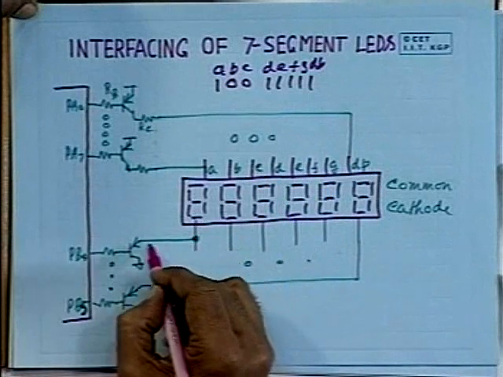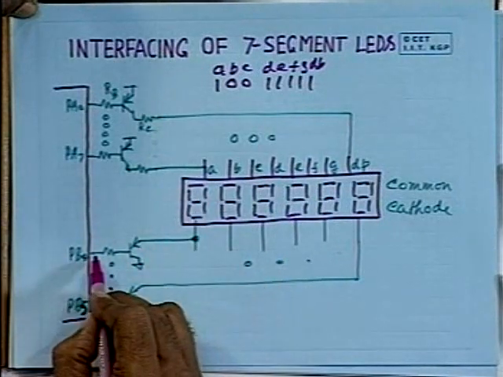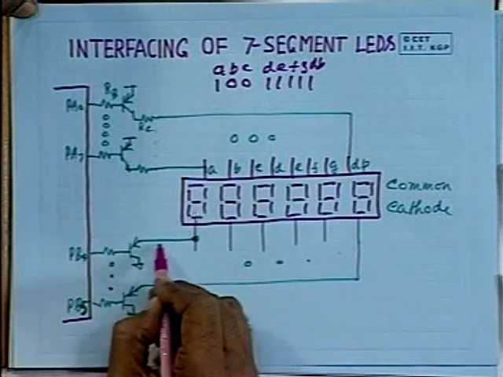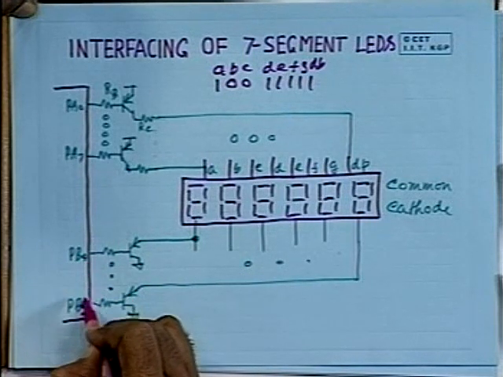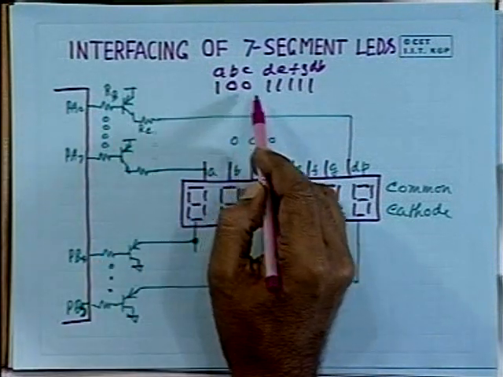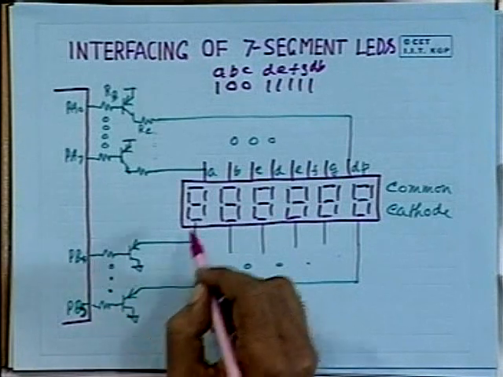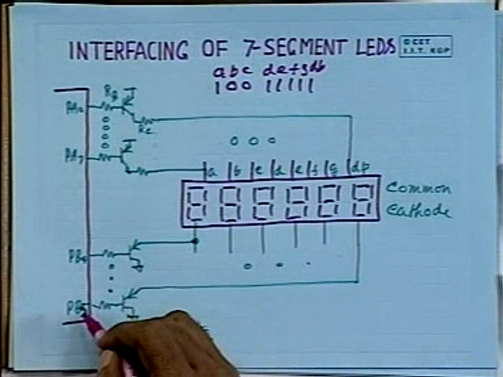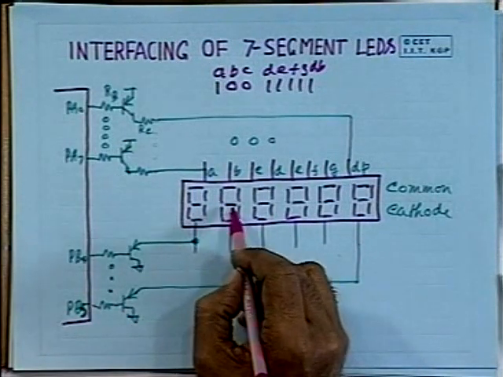And to make this line low, to glow this particular device, you have to make this particular transistor 0, so that the current will be drawn. So, you have to output 0 1 1 1 1. So, if you output on the port line 1 0 0 1 1 1 1 and then 0 1 1 1 1, it will display 1. In a similar way, you can select any one of these digits and display on any one of these devices.